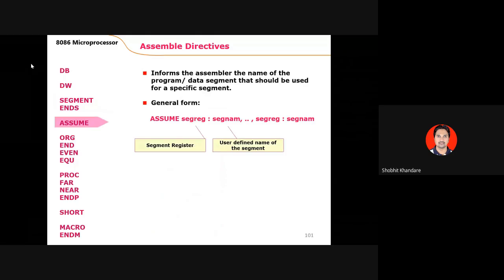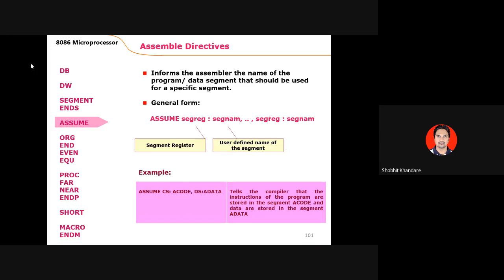ASSUME, yes, this is also important. We do ASSUME, right? ASSUME CS colon code, comma DS colon data. We write this after the code segment, right? So this is also an assembler directive. This is also an assembler directive. Okay. You have to go through all this. Okay.